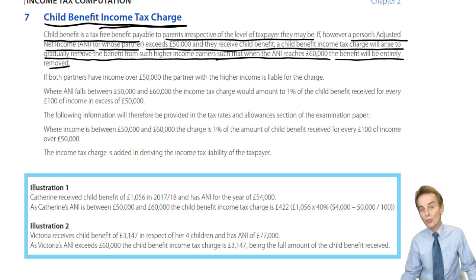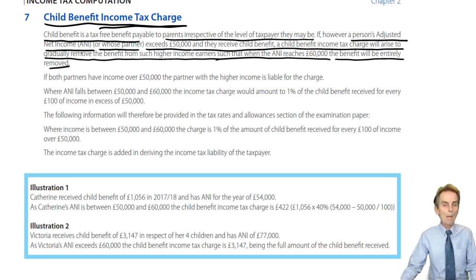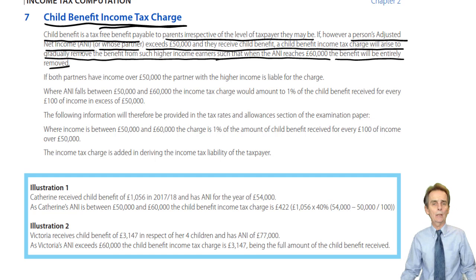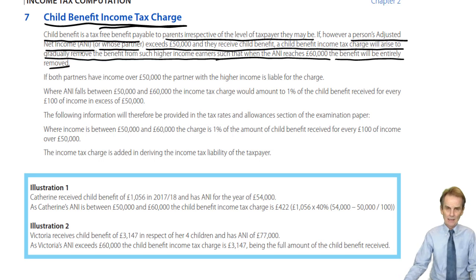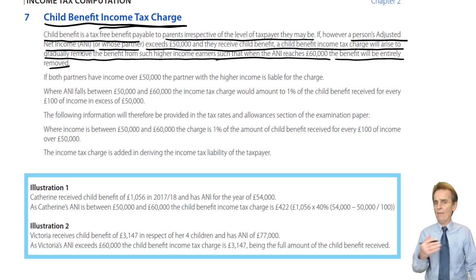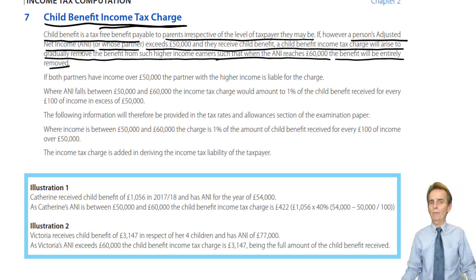Now then, adjusted net income. Remember when, again, we were looking at the restriction of the personal allowance, adjusted net income was the key figure. There we compared it with an income limit of £100,000. What we have here is an income limit, effectively, of £50,000. Now again, this information about 50 and 60 will be provided to you.